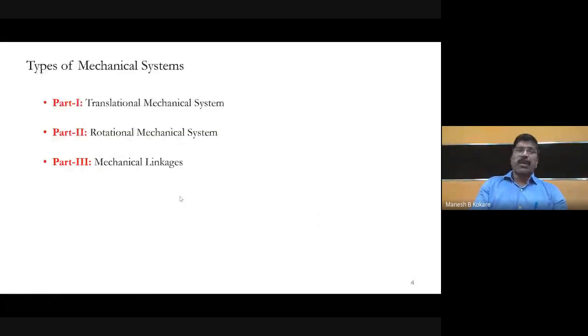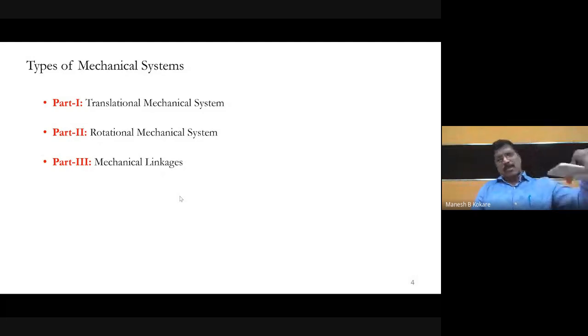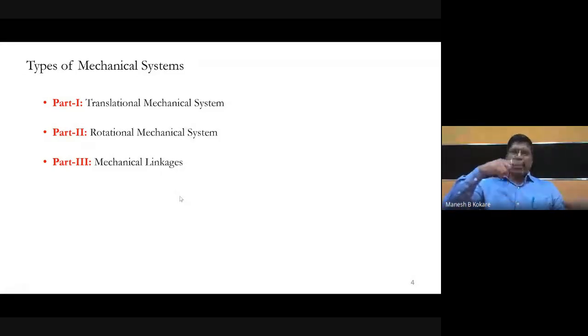Now you know that in mechanical systems there are basically three types of systems. One is the translational mechanical system, where your motion is a linear motion, right? Like, for example, if this object is moving linearly like this, it will have linear motion. But if the object is rotating around its axis, then it will have rotational motion.